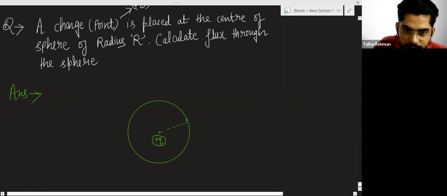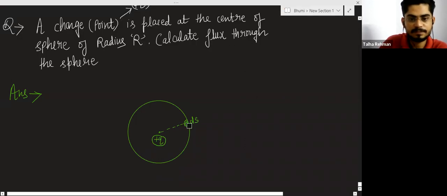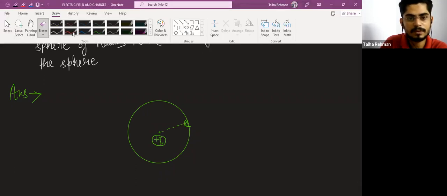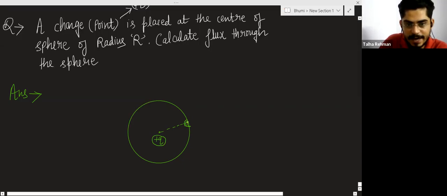So what we will do, we will take a smaller area ds here, and I have told you, if I want to find the electric field on this surface, see here, the surface is curved. This is a curved surface, and at this point the direction of electric field will be in this direction.